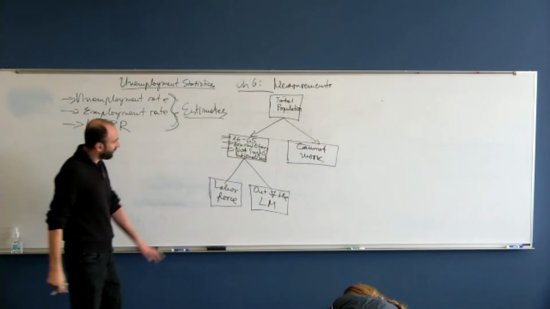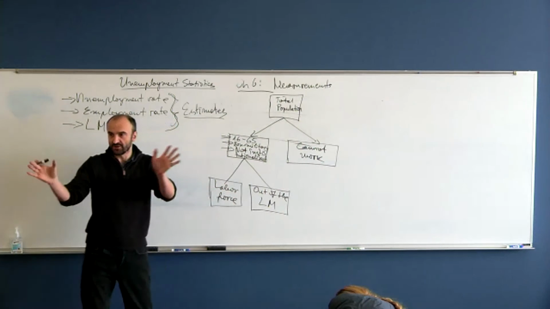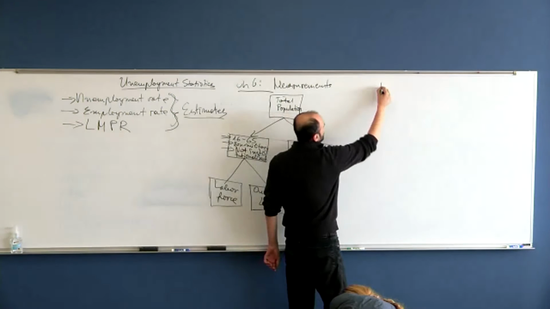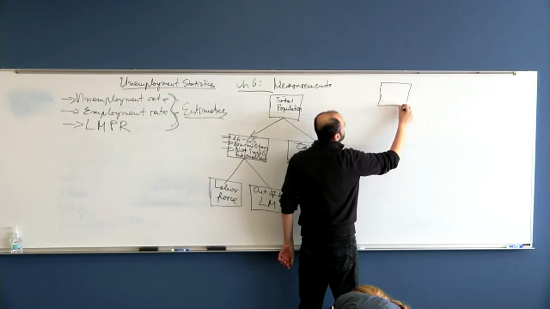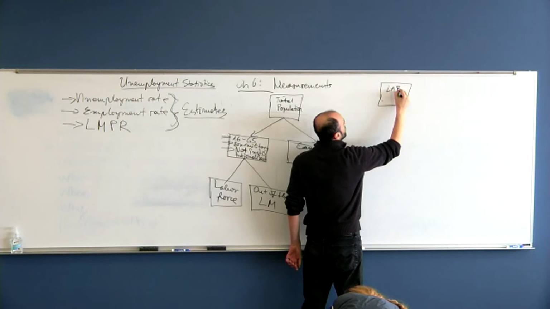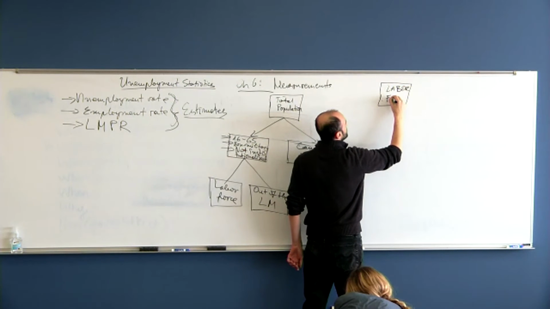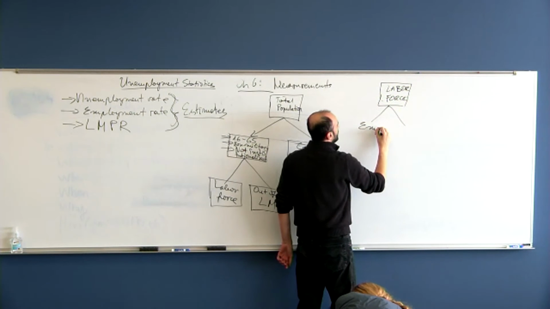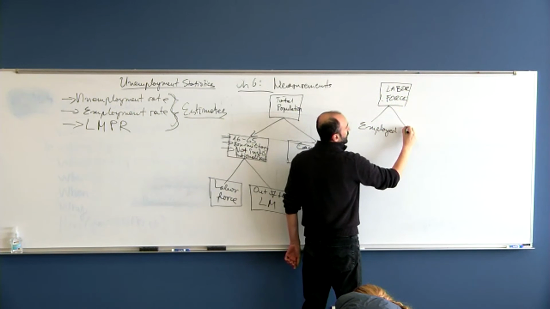And now finally, the final branching would be that the labor force could be divided into two groups: employed and unemployed.